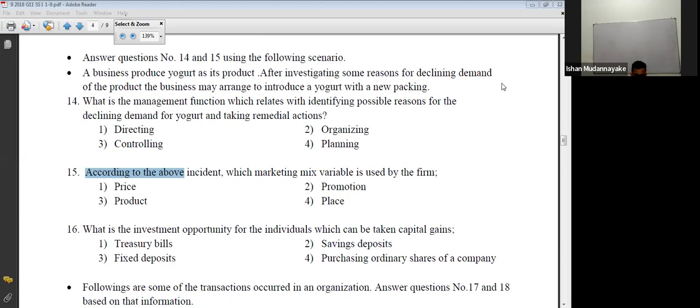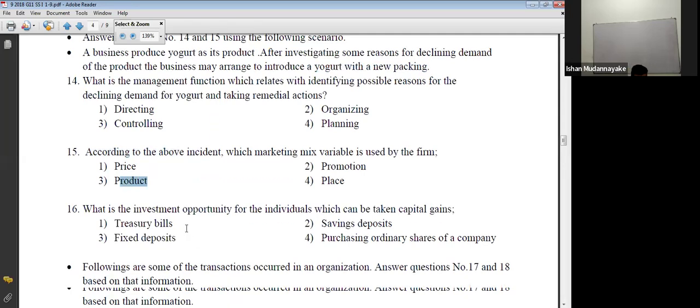Here, the business is going to introduce a yogurt with a new packing. Packaging belongs to what? Packaging belongs to product. Okay, product is the answer. For question 15, the third one is the answer. Right.